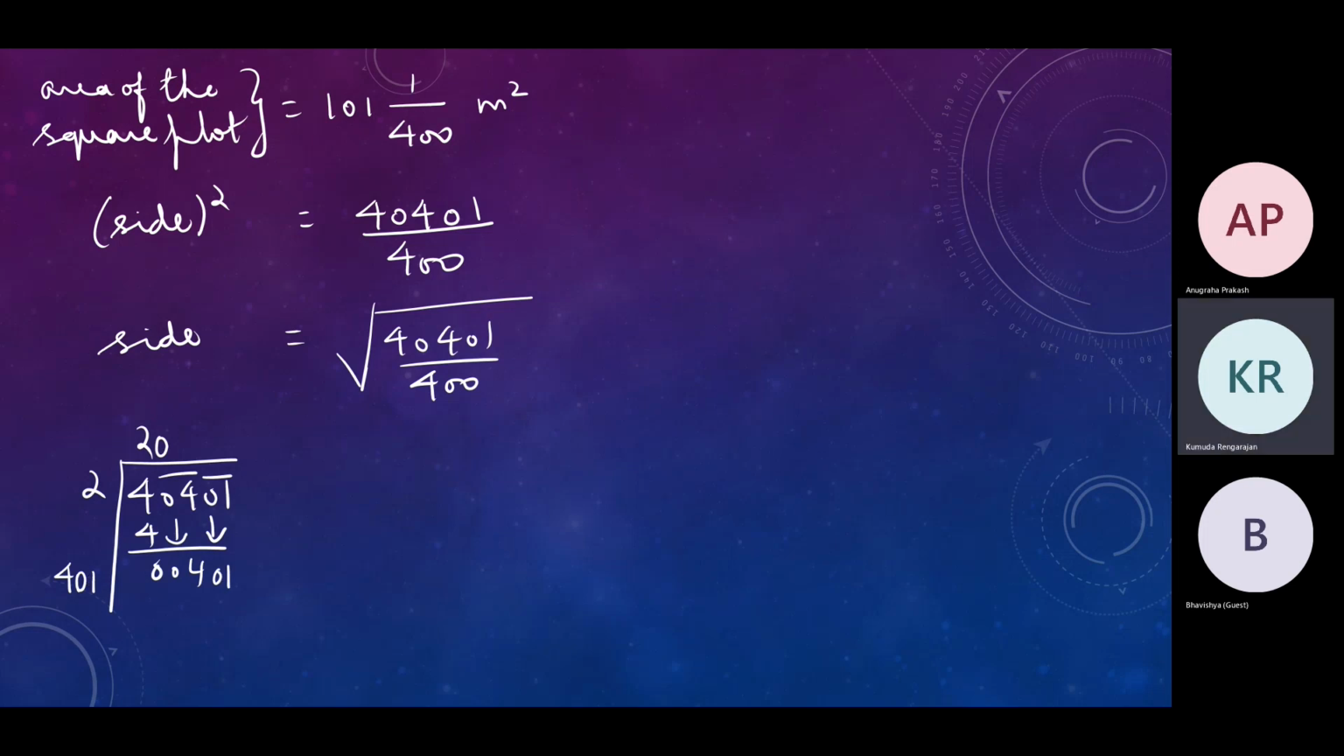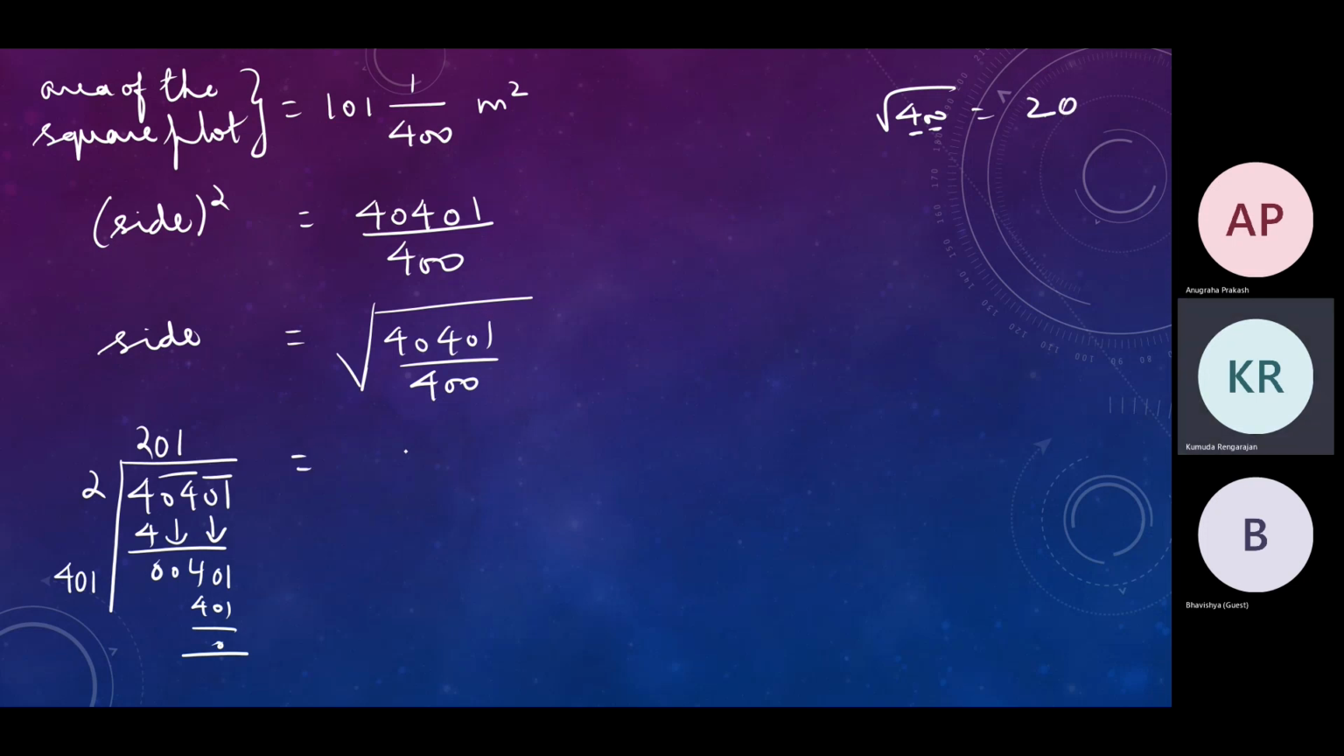Now it will be 1. 401 into 1 is equal to 401. Remainder is 0. And you know the square root of 400 is 20. The square root of 400 we know is 20 because square root of 4 is 2 and 2 zeros. So if the perfect square has 2 zeros in the end, then its square root will have half the number of zeros. So only 1 zero, 20.